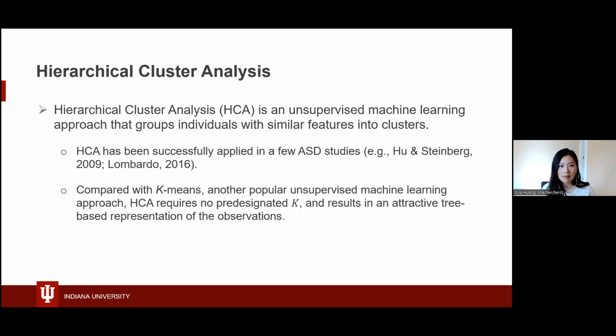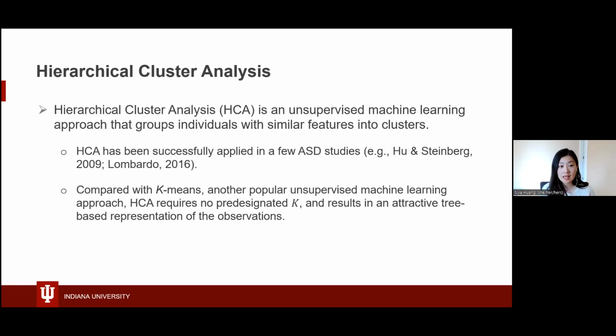For the non-model-based clustering approach we're exploring in this study, we are focusing on hierarchical cluster analysis, which is an unsupervised machine learning approach that can group individuals with similar features into clusters. With this unsupervised approach, we don't really have the distinction between X and Y, the independent or dependent variable. We don't have a specific variable that we're trying to predict or classify. We just group individuals based on the observed responses, and in our case, they will be multivariate categorical.